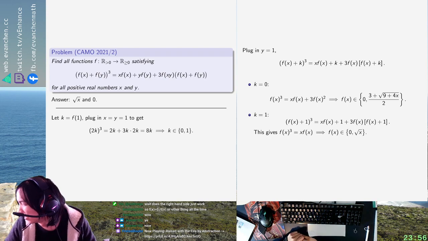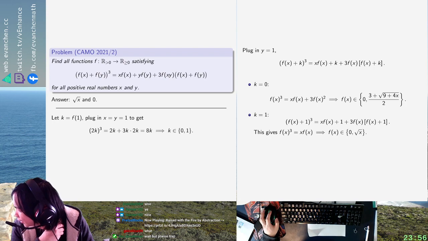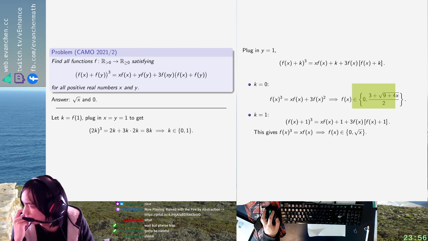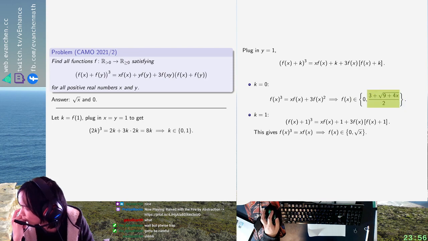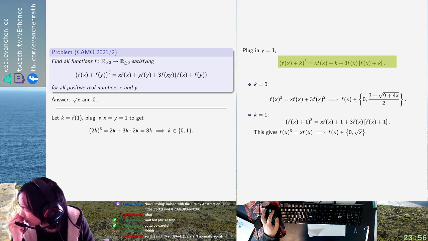Oh no. Can someone confirm this one? Something's wrong here, because when we plugged in 1, this shouldn't give us this. When I plug in x equals 1, this gives me 3 plus root 13 over 2, which is preposterous. So did I do something wrong here? I don't think I did. X squared.